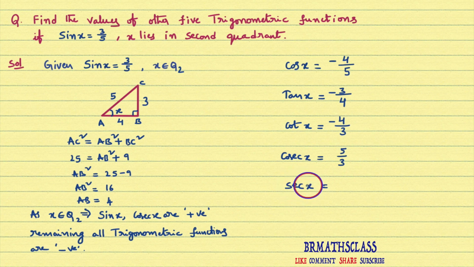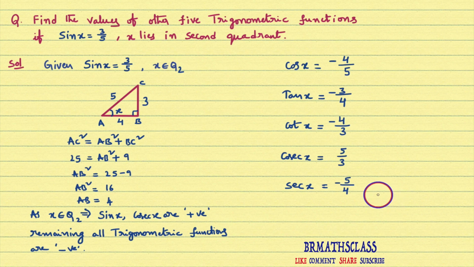Now secant x. As per the definition, secant x is defined as hypotenuse divided by adjacent side. Hypotenuse is 5, divided by adjacent side, which is 4. Now it's time to write the sign. As x lies in the second quadrant, sin x and cosecant x are positive, remaining all are negative. What will you say about secant x? Secant x is negative. Therefore secant x is minus 5 by 4.